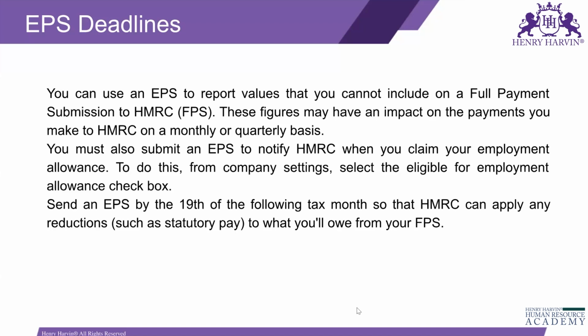For this employment allowance, from company settings, select the eligible for employment allowance checkbox. As I said, send an EPS by the 19th of the following tax month so that HMRC can apply any reduction, such as statutory pay, to what you will owe from your FPS. This will help you reduce your dues to HMRC. If you need to pay some amount in FPS and you claim some amount like statutory payment, you need to take it back. So it will reduce your burden to HMRC. That amount will be reduced.